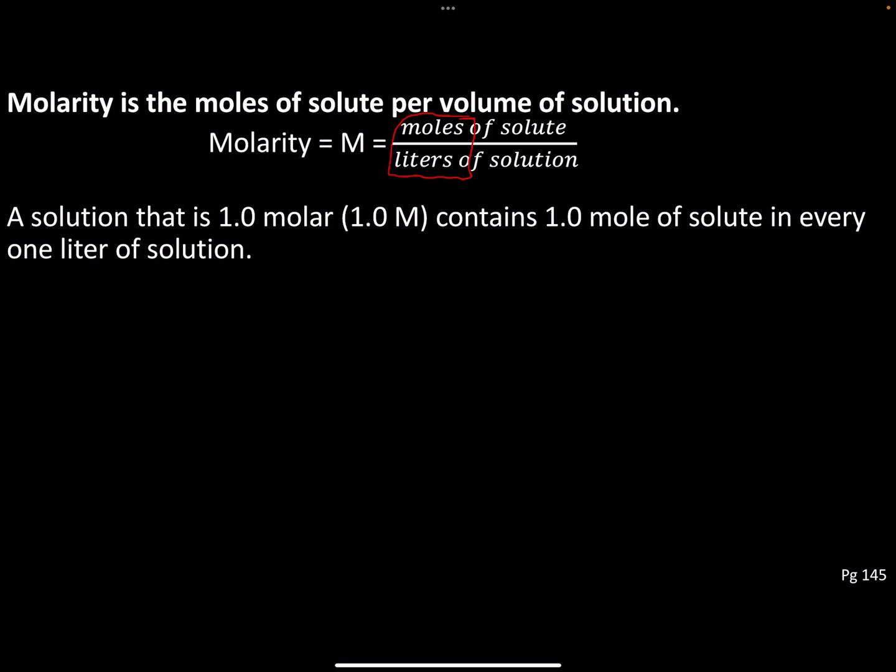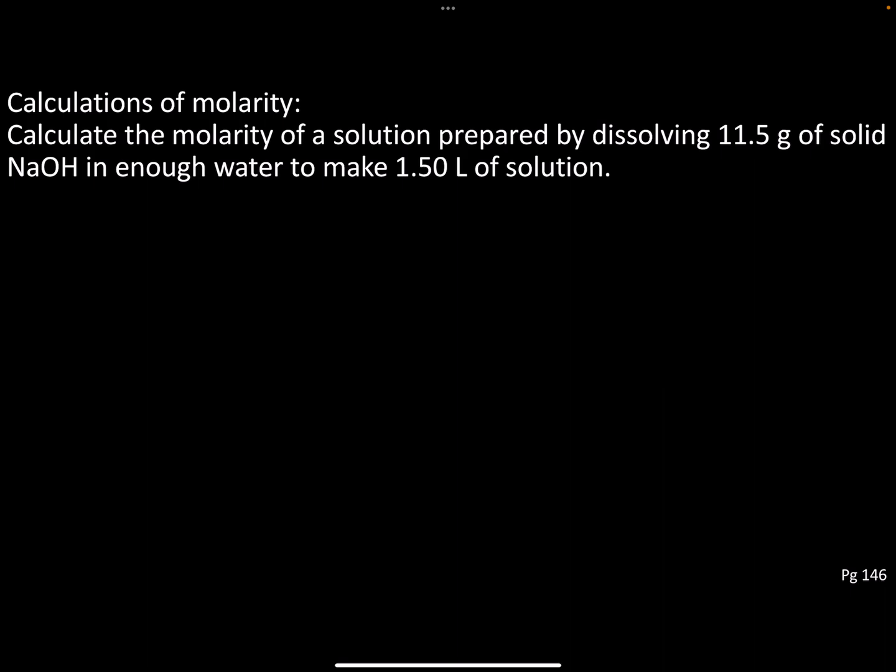And we know what a mole is, right? A mole is Avogadro's number of a substance. So if we have 1 molar hydrochloric acid, that means we have 1 mole of hydrogen chloride in 1 liter of solution. And we can perform calculations on this. The question says, calculate the molarity of a solution prepared by dissolving 11.5 grams of solid sodium hydroxide in enough water to make 1.5 liters of solution.